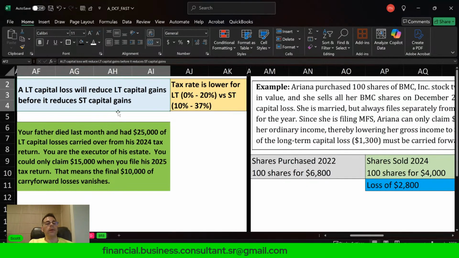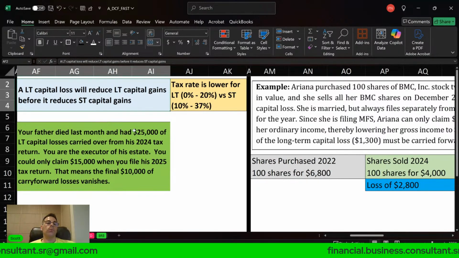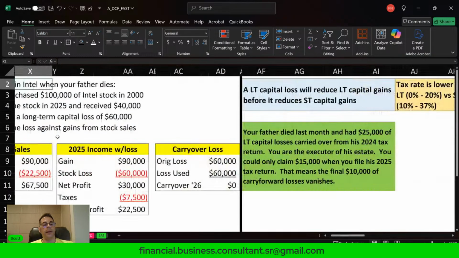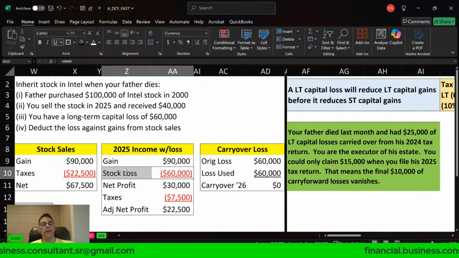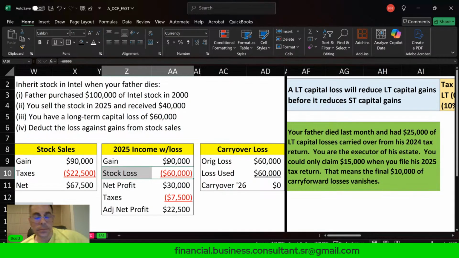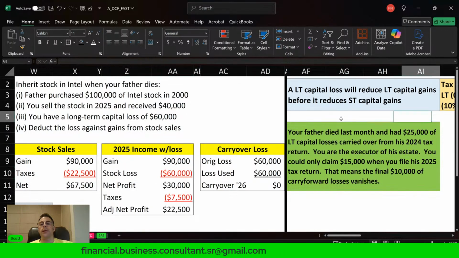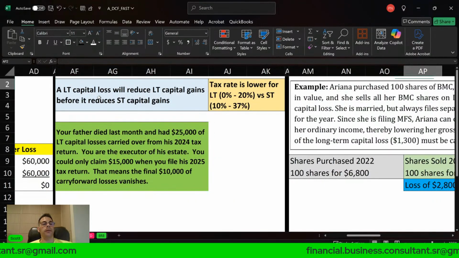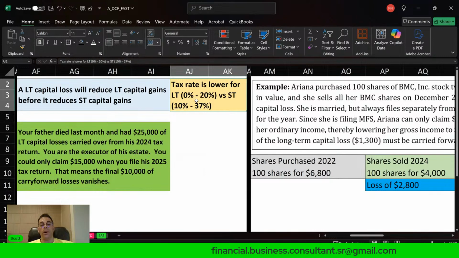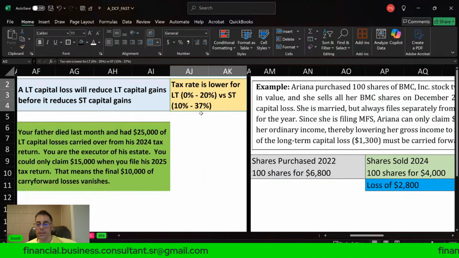So a long-term capital loss, which is what we were just looking at, because when you inherit, it's always long-term, will always reduce long-term capital gains, which is what we did here. This long-term capital loss of $60,000 reduced the long-term capital gains. Before, it reduced short-term capital gains. And long-term capital gains are taxed from 0% to 20%. Short-term, 10 to 37%.